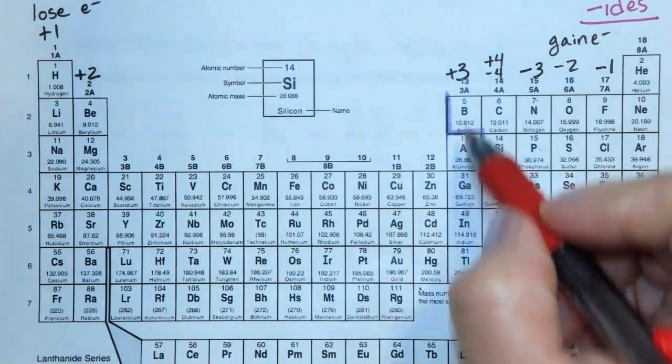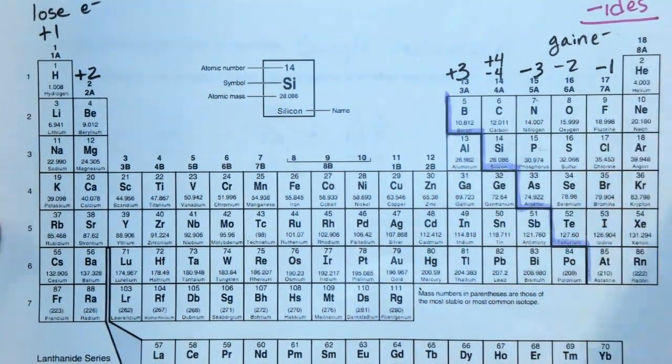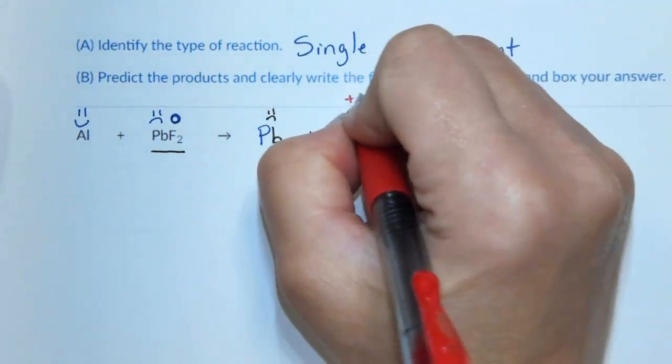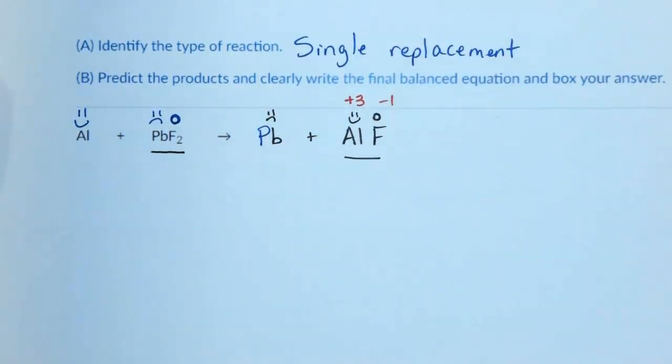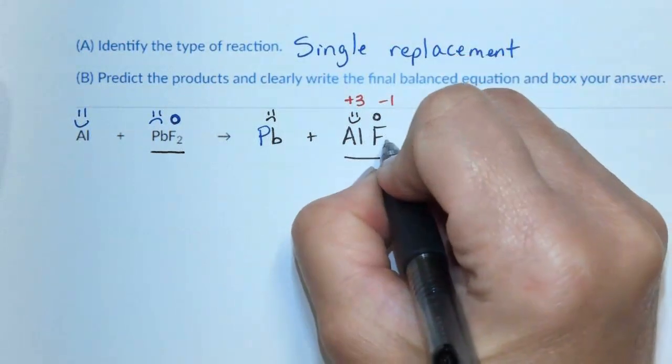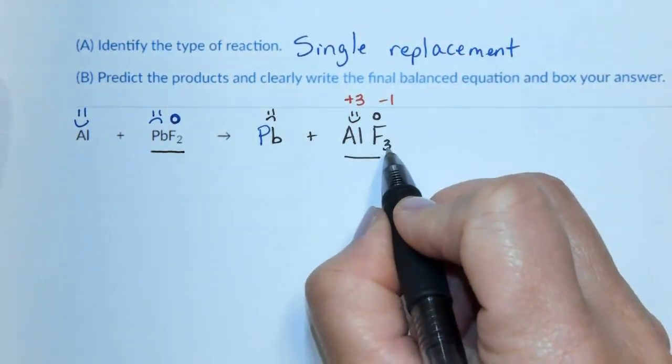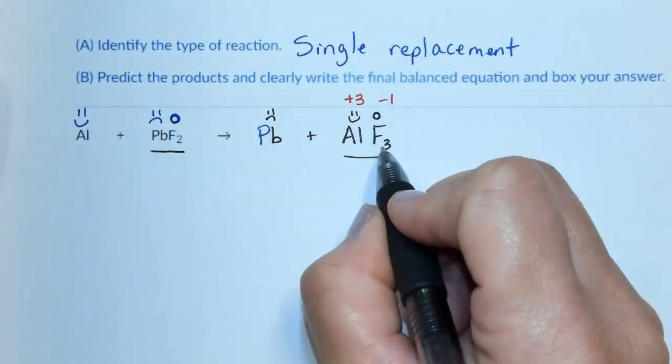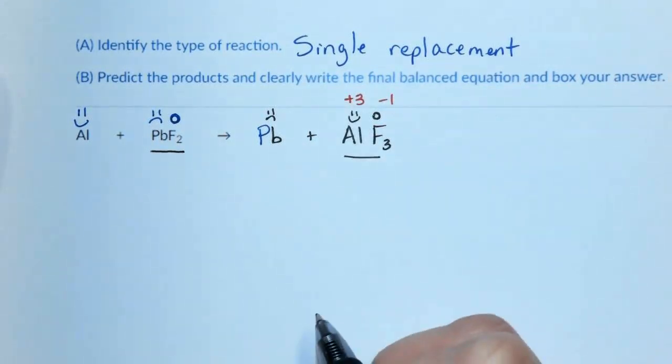So aluminum has a positive 3 charge, fluoride has a negative 1. So if I put positive 3 versus negative 1, for these to be balanced, we're going to need 3 fluorides because 3 times 1 is negative 3, which will balance with this positive 3 here.